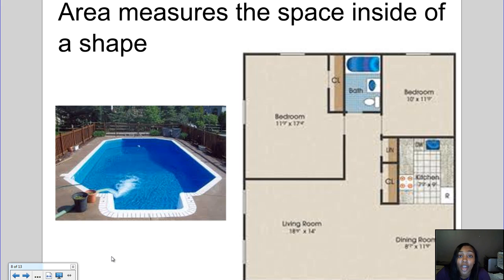Another example of area is your house or your apartment, because for the most part, we all live on the inside of our house or on the inside of our apartment. So area is about how much space is inside of your house. It's about how much space is in your bedroom or the kitchen or the bathroom. And it's all about what's inside. So area is the measure of the inside of a shape.